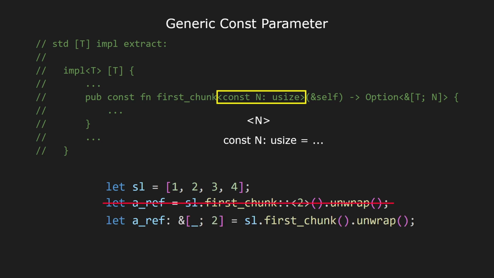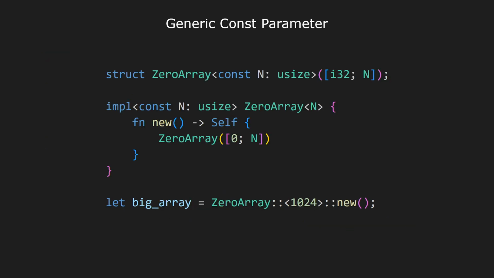Const generics can also be used on types. The Rust primitive array type already has a generic const parameter for its size. But we can create a wrapper for an array to demonstrate the use of the Turbofish. The ZeroArray struct takes a generic const parameter, which we must then supply when creating a new instance.